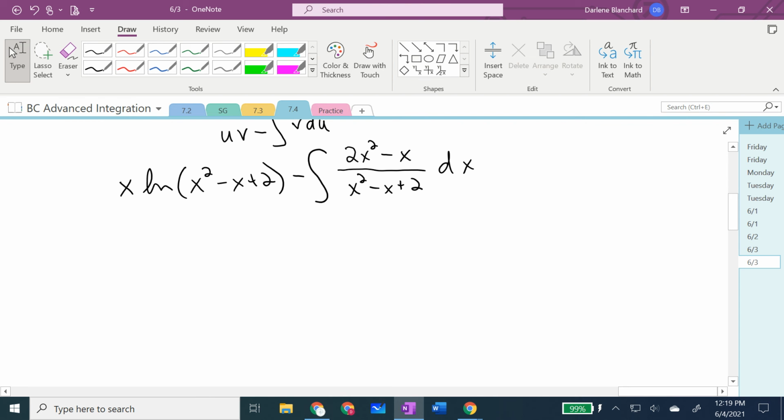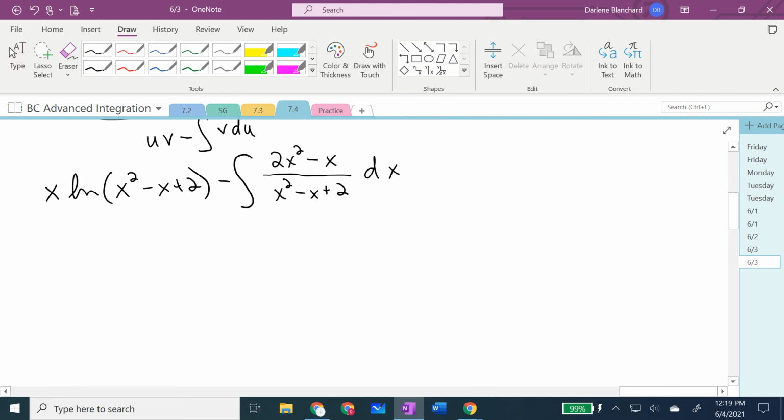Notice it's a polynomial over polynomial. So what is the first question? The first question is, is the numerator less degree than the denominator? And the answer is no. That means it's time for some division fun.